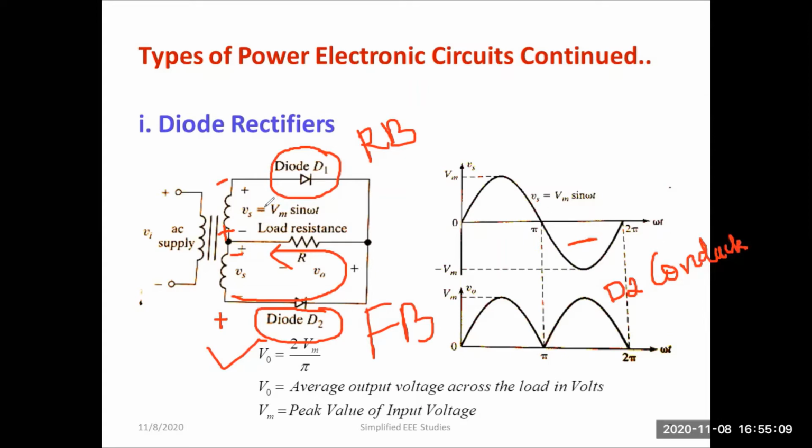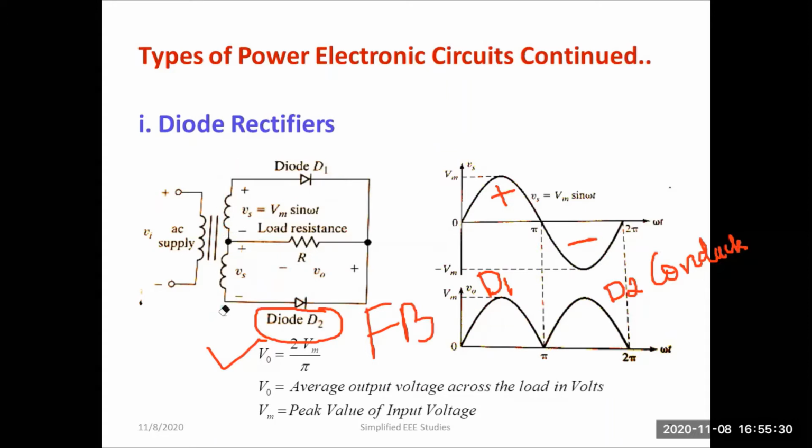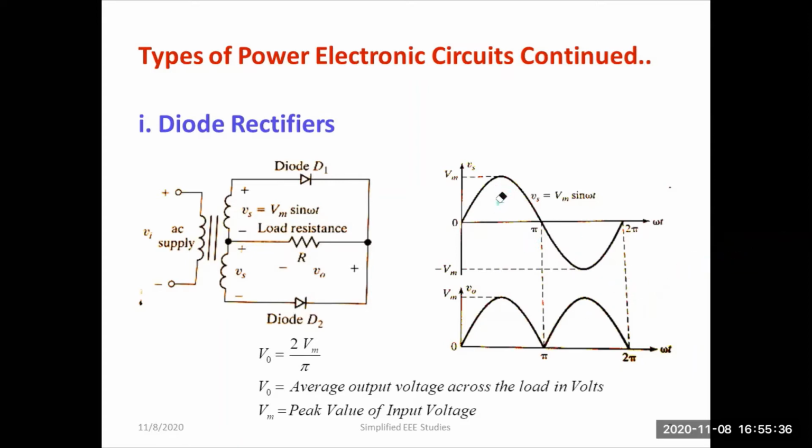So this is what exactly happens in a diode rectifier. During the positive half cycle, diode D1 will operate. During the negative half cycle, diode D2 will operate. Now, if you want, you can calculate the average output voltage. There is a formula for computation of the average output voltage. I will derive the expression when I explain the diode rectifier in detail. For the time being, you can note down the formula to calculate the average output voltage of a diode rectifier.